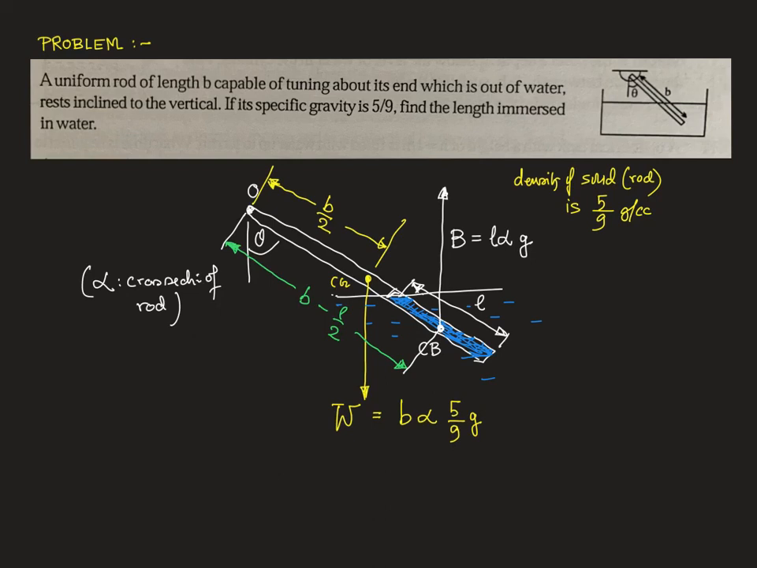So now we calculate the torque about the hinge. We cannot equate the forces here because there is a force in the hinge, so we can't equate weight and buoyancy in this case. So rather we'll do a torque balance. So the net torque is equal to 0 about the hinge O. So the torque of weight is b alpha 5 by 9 g multiplied by b by 2 times sine theta, which is equal to the torque due to buoyancy, because the clockwise torque is balanced by the counterclockwise torque. So L alpha g multiplied by (b minus L by 2) times sine theta. Now this sine theta will cancel.